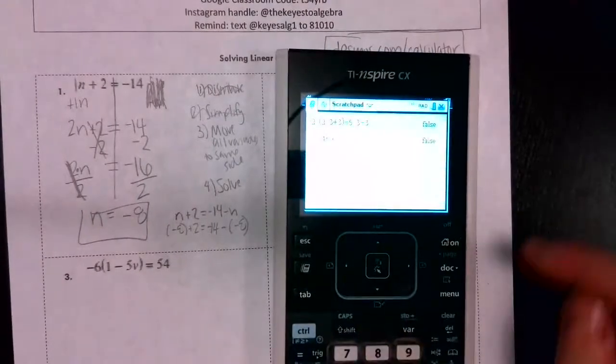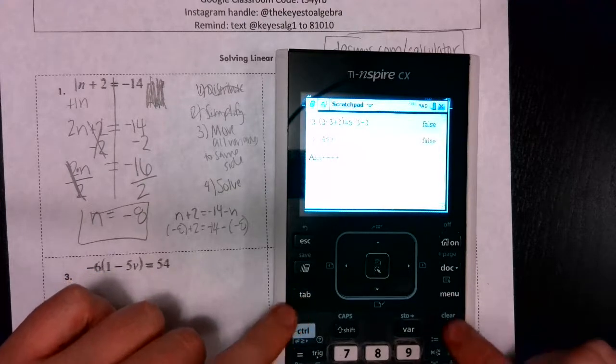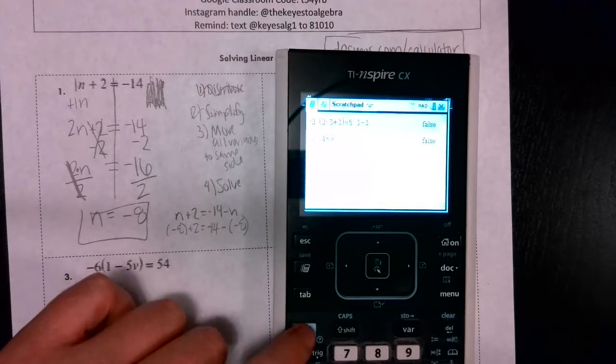So hopefully you can see this. I'm going to mess with the brightness a little bit. Oops. That's not helpful.